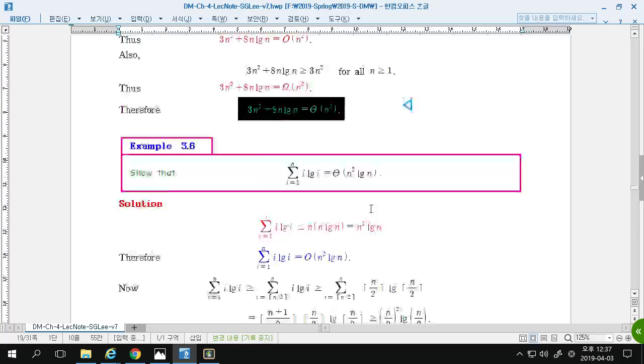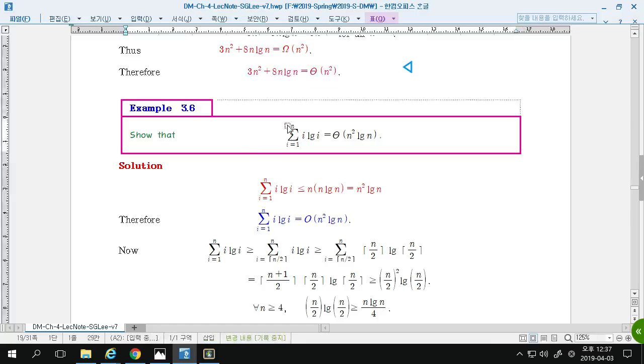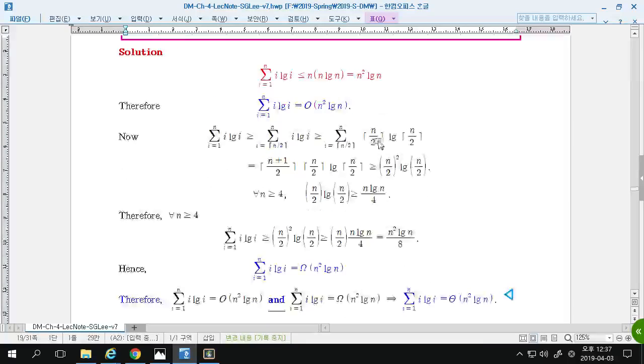Clear. Next, the summation of i times log i, for i equal to 1 to n, is theta of n squared log n. How can we show it?